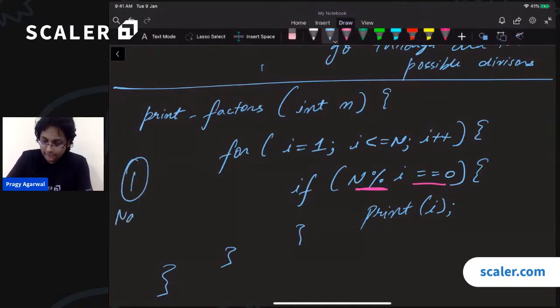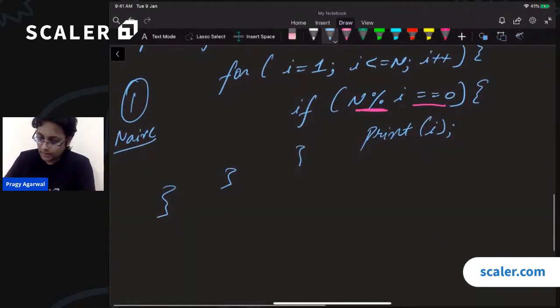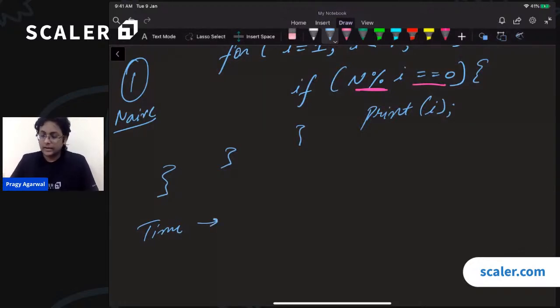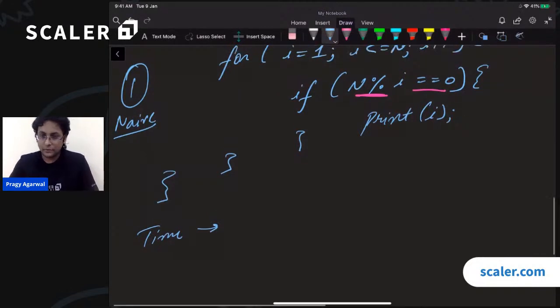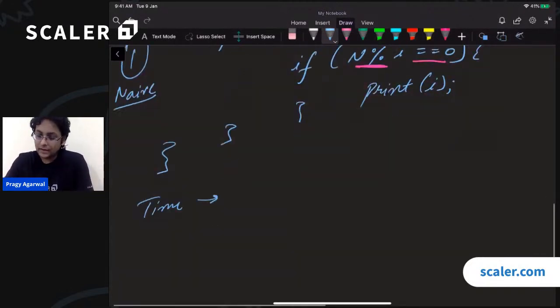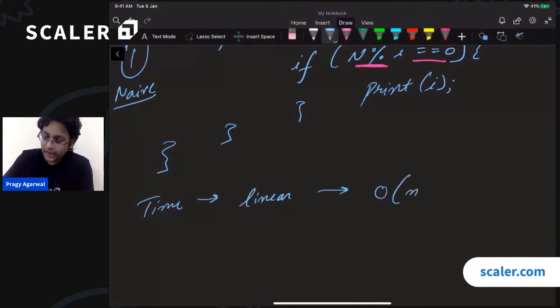This is very naive. We can do much better than this. But why is this naive? So let us analyze the time complexity of this particular program. So how much time does this take? If I have a number n, then what is the time complexity of this particular program? Well, this is a simple for loop, right? We are going from 1 all the way till n. So this is linear. In fact, this takes order of n time, right? Cool. Can we do better?